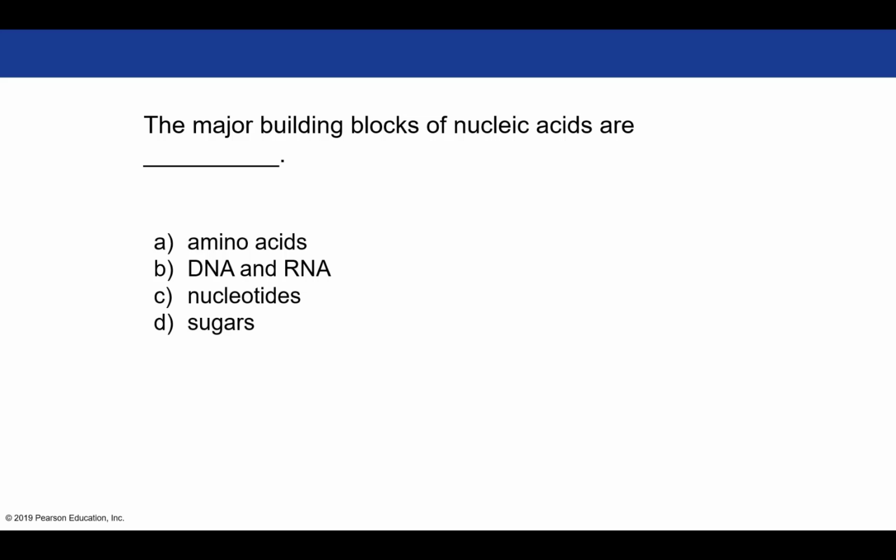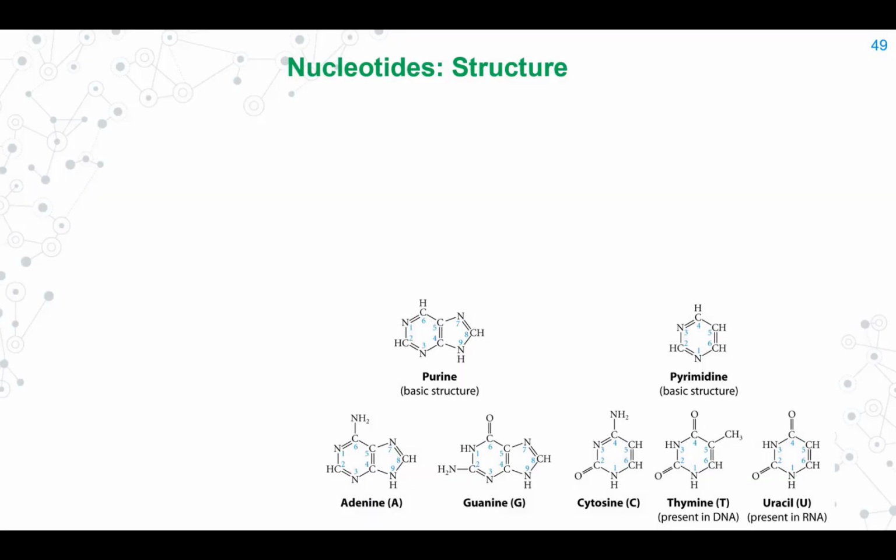Now, this question says, the major building blocks of nucleic acids are what? And you should tell me here, nucleotides. Structure of those nucleotides: you're going to have purines, or you're going to have pyrimidines. For the purines, you have either adenine or guanine. For the pyrimidines, you're going to have cytosine, thymine in the DNA, and uracil in the RNA.